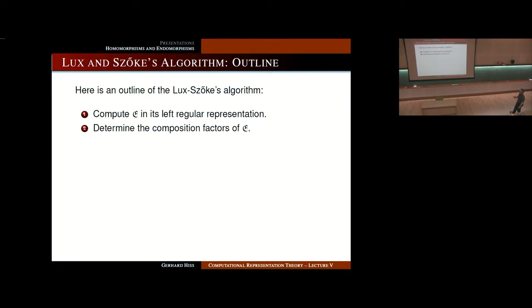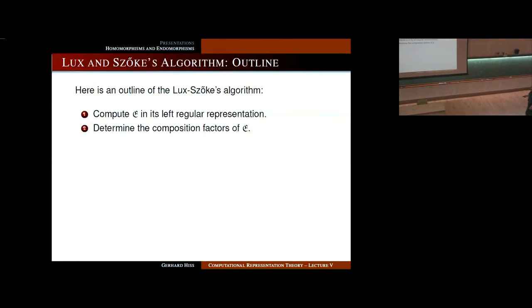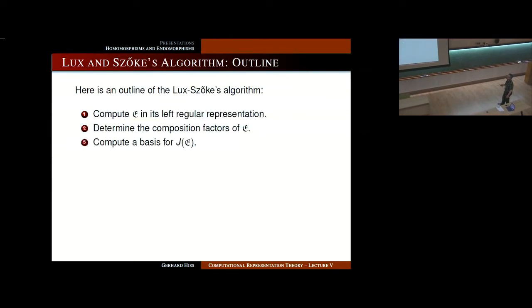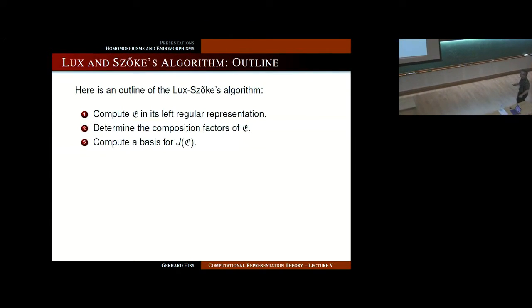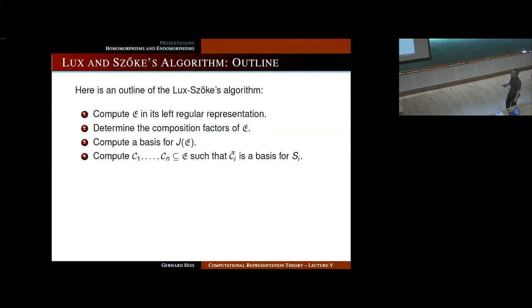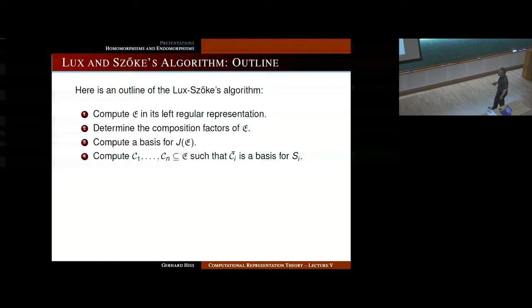Then determine the composition factors of E. Compute a basis for the Jacobson radical of E. Very much as in the algorithm by Carlson and Matthews, but I think in this Szőke algorithm, it is done in a different way. And then compute sets, irredundant sets C_1 up to C_n, such that if you project them onto E modulo the Jacobson radical of E, you get a basis for S_i.